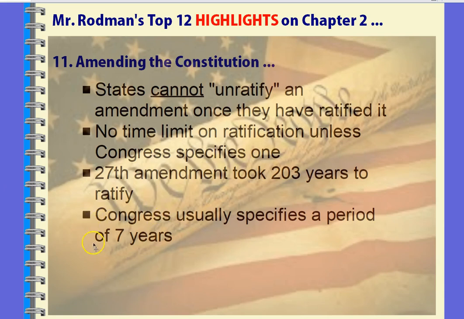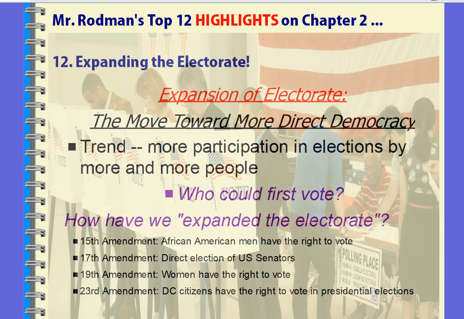But usually Congress will give a 7-year period, and the ERA amendment that was looked at and wasn't approved, actually the time limit expired before the states ratified it. Congress did pass it, sent it to the states, but not enough states ratified it in time for that 7-year period for it to take effect.